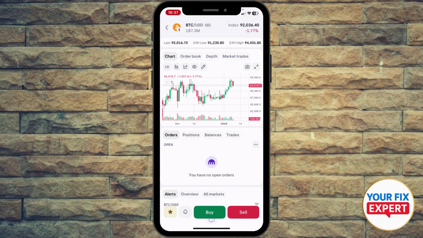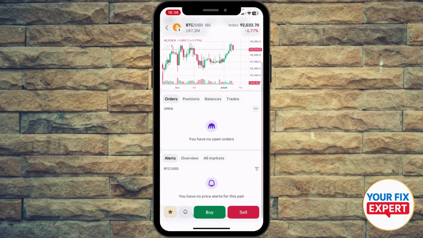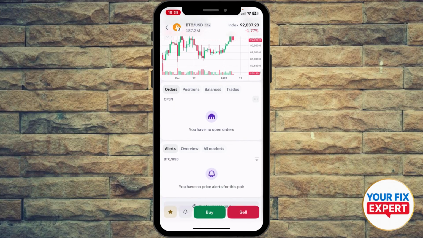So basically, that's it. If you don't know the limit or market order, basically market order is to trade instantly at the best available current price, right? Limit order is to set a specific price you want your order to execute at or better, all right? So yeah, if you select a limit, enter the limit price and the amount or quantity you want to trade.